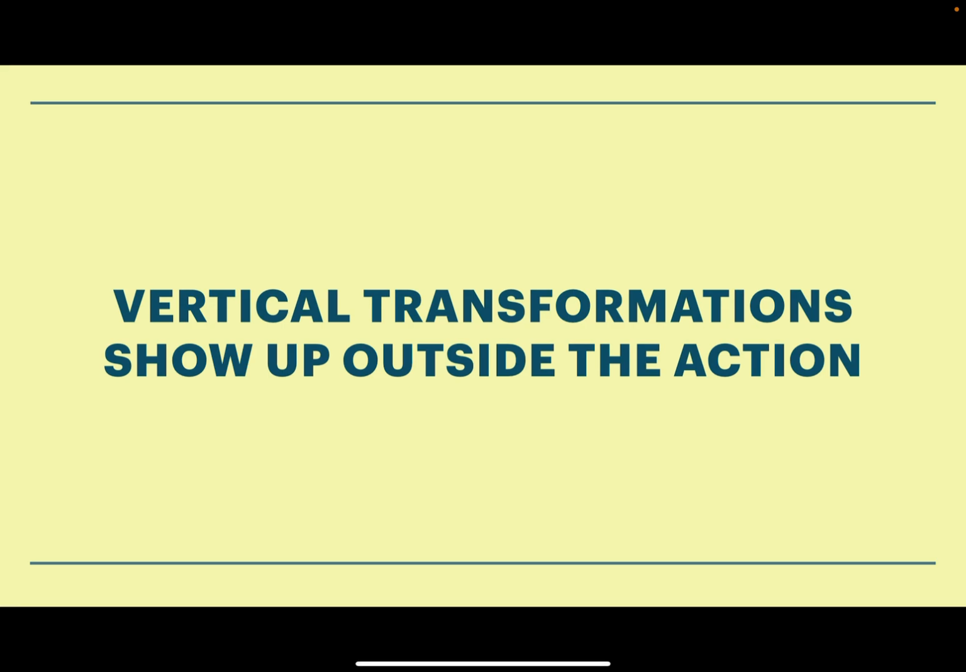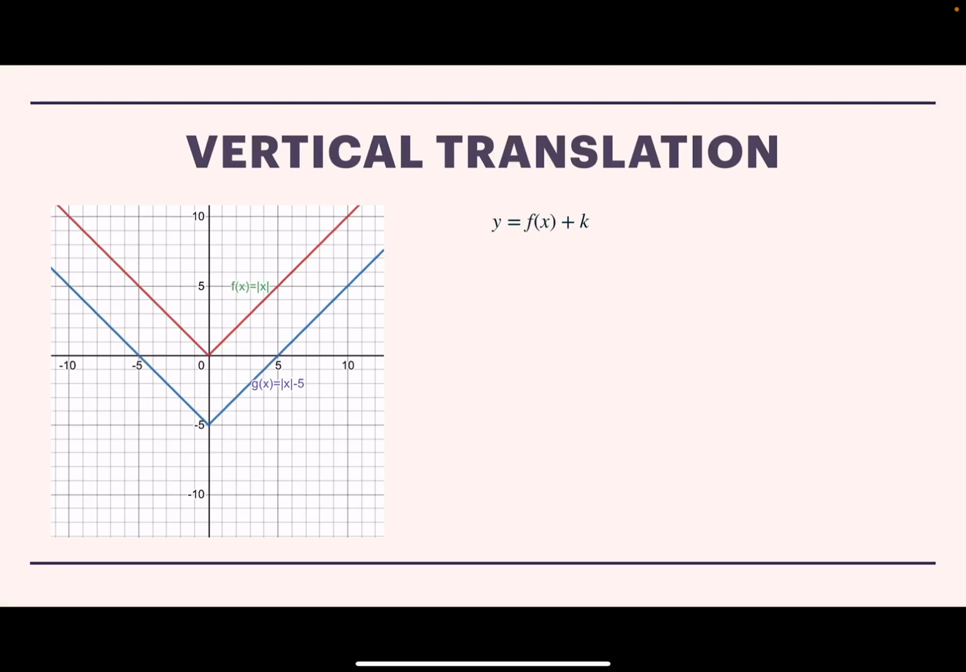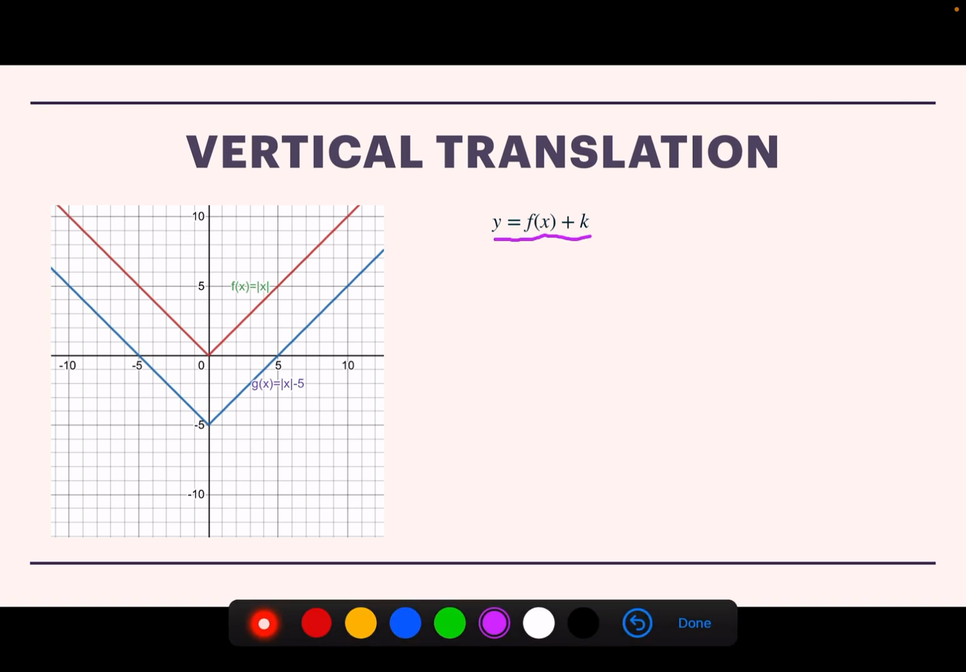But remember, vertical transformations show up outside the action. So if you're looking at an equation of the function, anything that's happening after the action of the function is going to be some kind of vertical transformation. So vertical translation, first of all, happens when you are adding k after your function. So that's a vertical translation of k units.